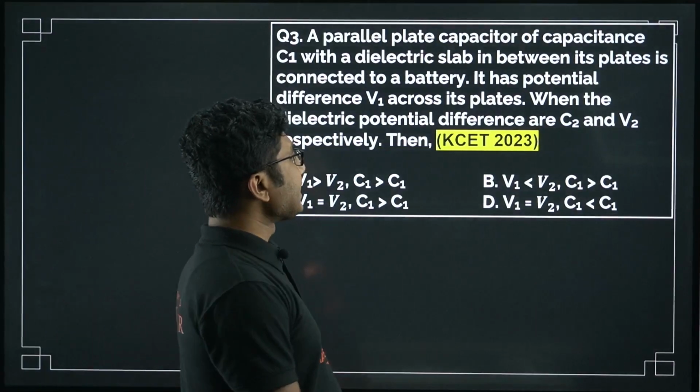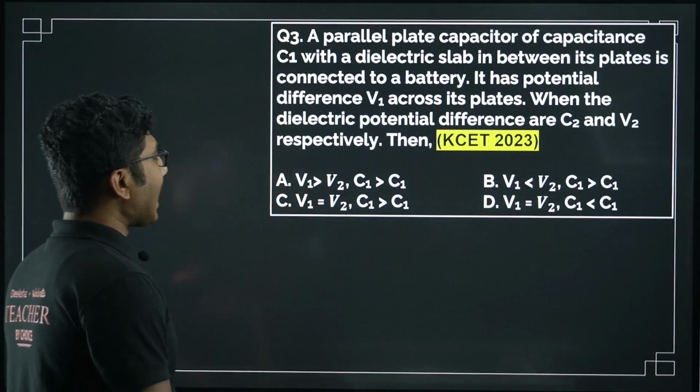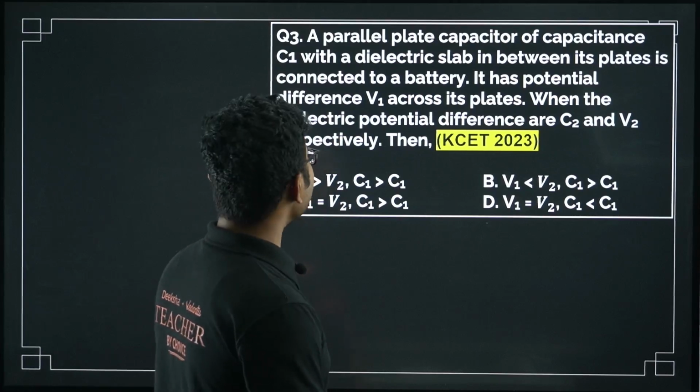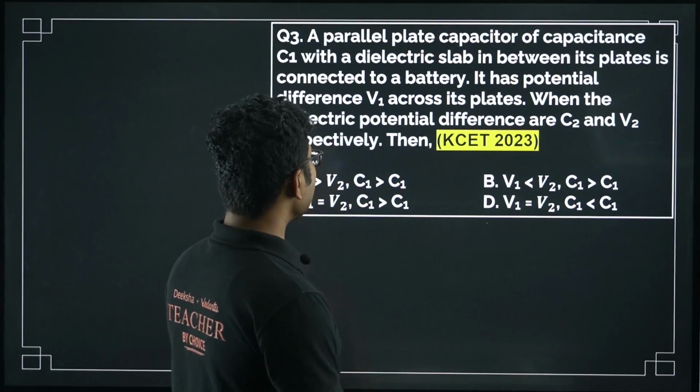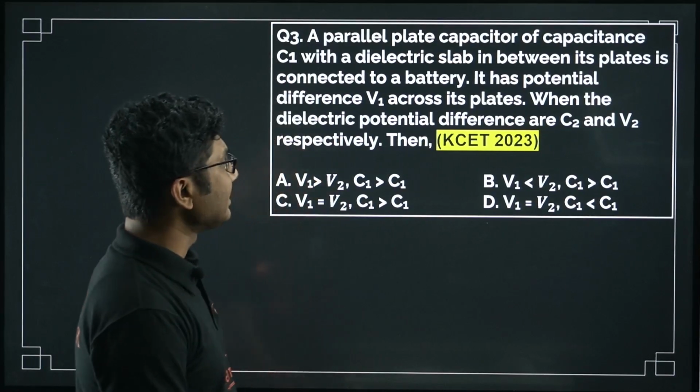A parallel plate capacitor of capacitance C1 with a dielectric slab in between its plates is connected to a battery. It has a potential difference V1 across its plates.